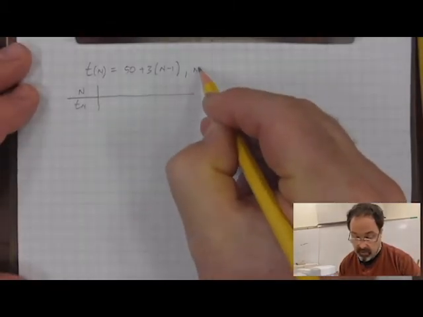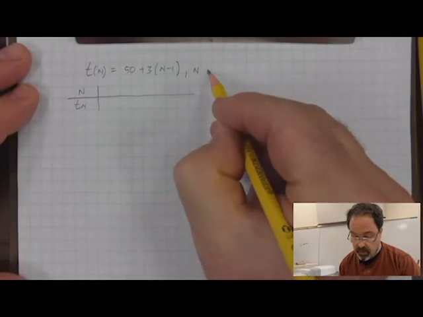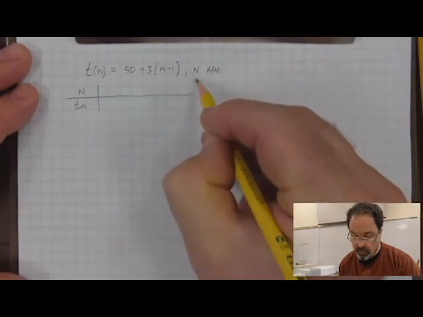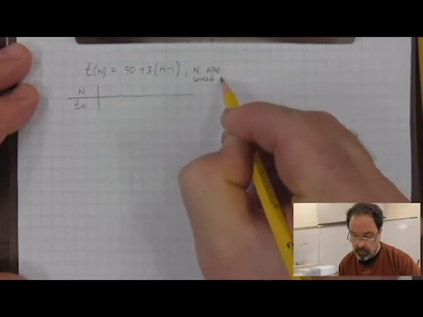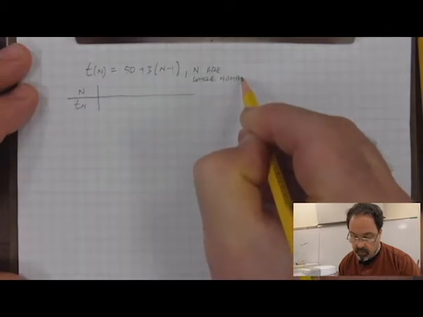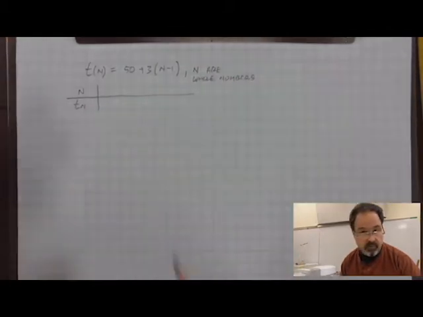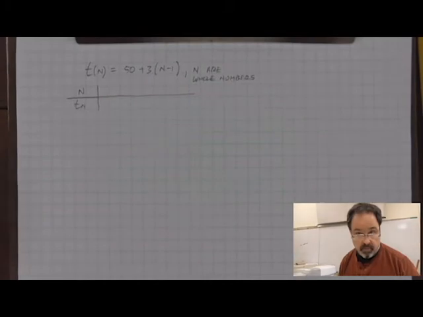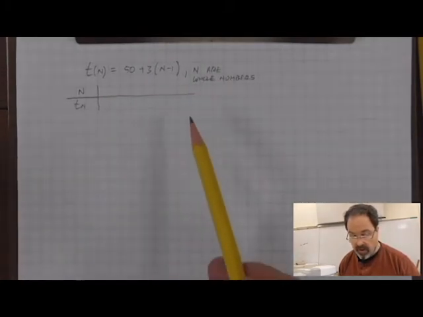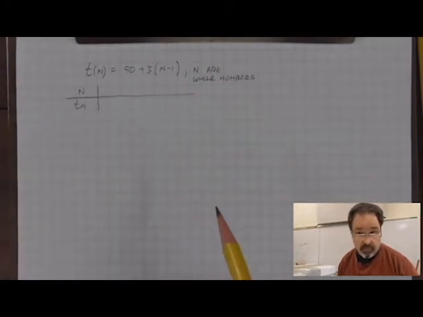So n can't be any real number. N are whole numbers. And the set of whole numbers are positive integers and 0. So we have an initial value of n. It's the position of the initial term.